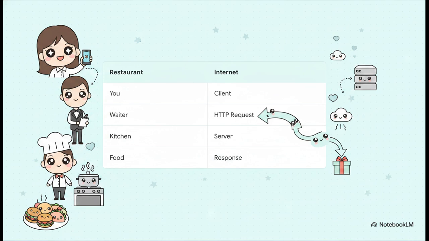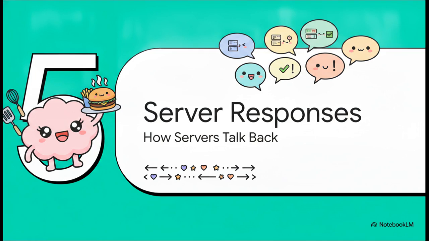The kitchen in the back is the server processing your order. The time it takes the waiter to walk to the kitchen and come back is your network latency. And finally, the food they bring back to your table, that is the actual data response. Pretty seamless, right? Next up, section 5, decoding server responses, how servers talk back.